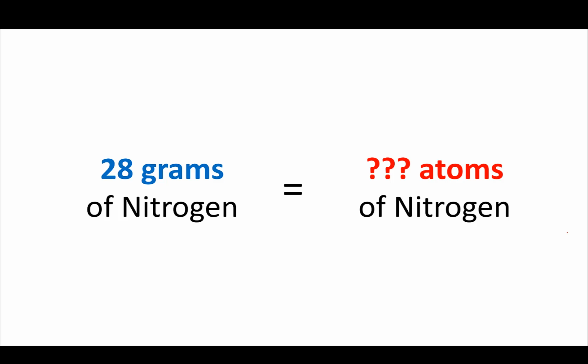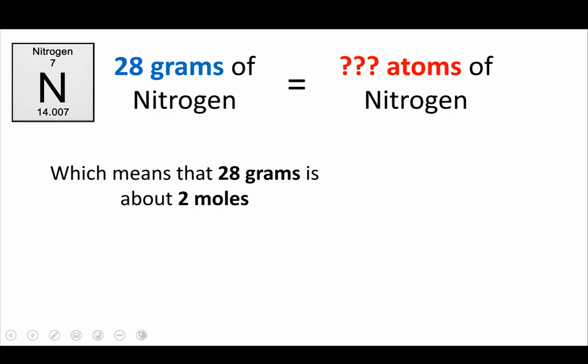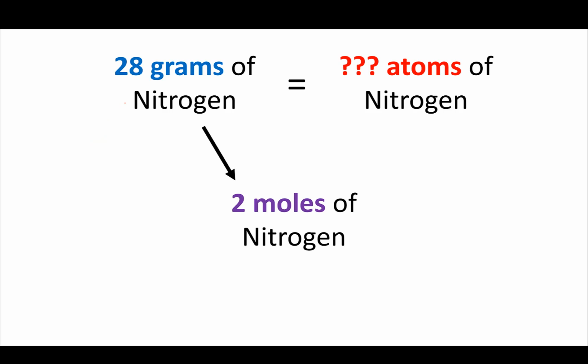And the weight of a nitrogen atom is recorded in the molar mass of nitrogen on the bottom of the periodic table box. So the molar mass of nitrogen is about 14 grams. I'm going to round off this 0.07 because that makes this easy. And that means that 28 grams is about 2 moles, right? Because 1 mole is about 14. 28 is 2 times as big as 14. So I must have 2 moles, not just 1 mole.